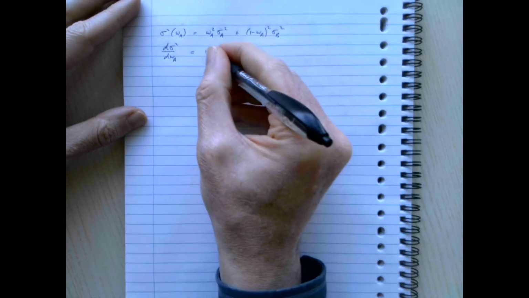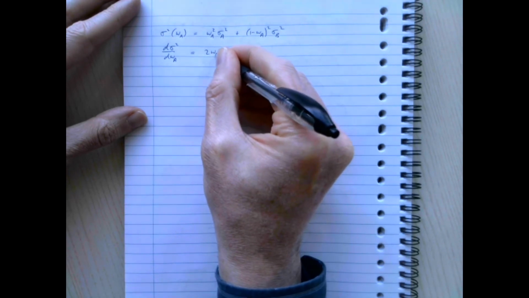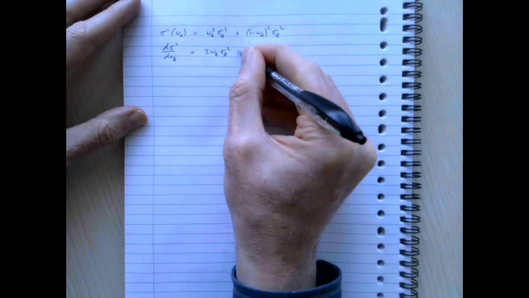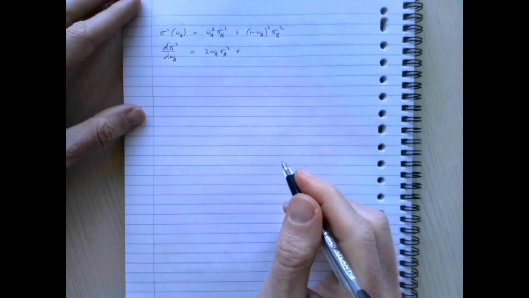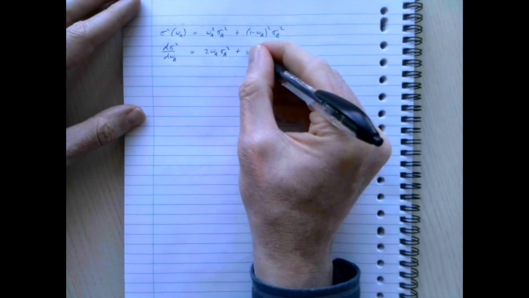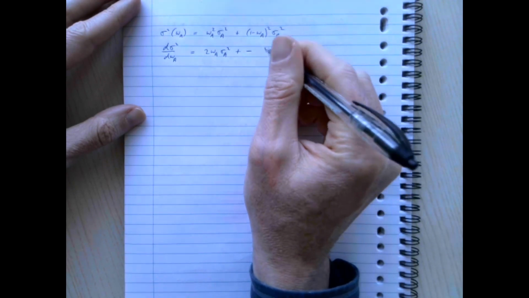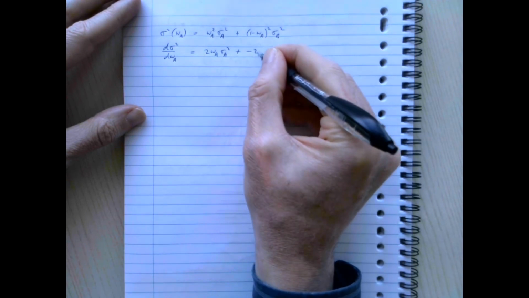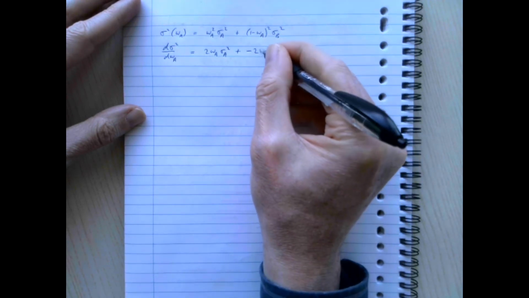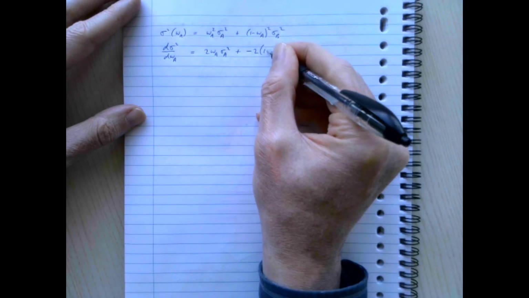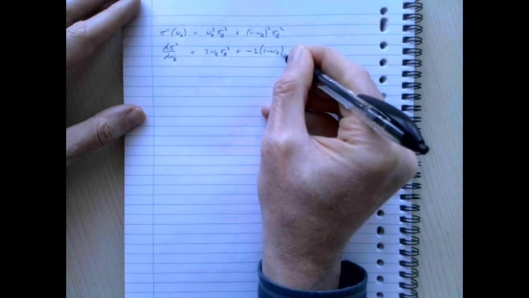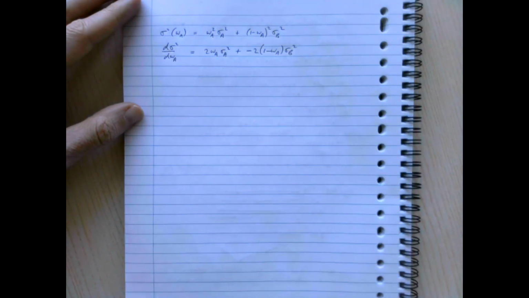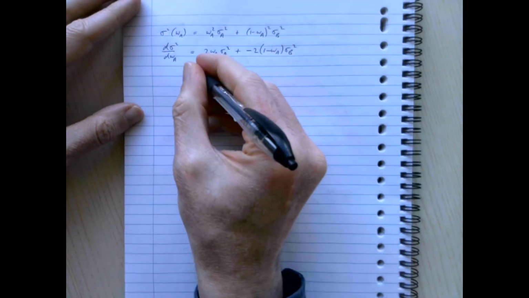Well, first term of course it gives us 2 times WA times sigma A squared, and for the second term we can basically use the chain rule, which gives us plus minus, a minus from the internal part here, times the 2, which is exponent, times 1 minus WA sigma B squared. So here I use the chain rule.